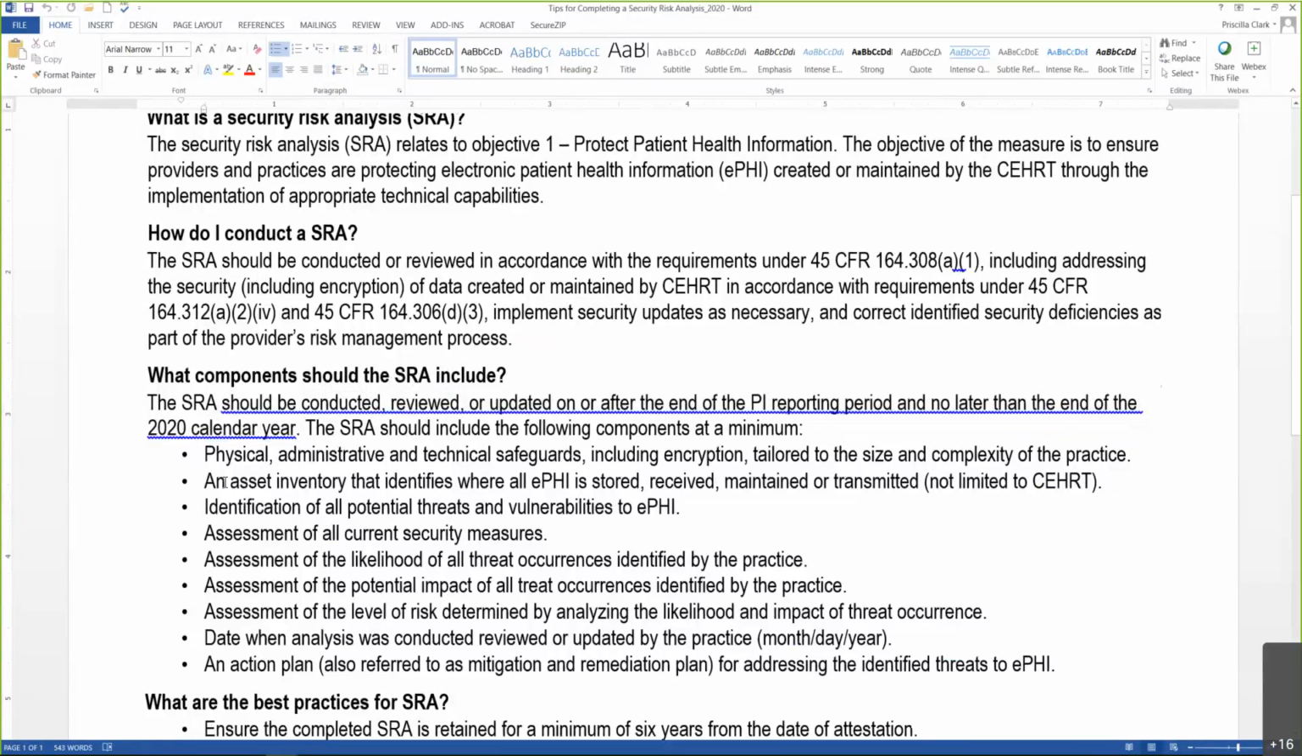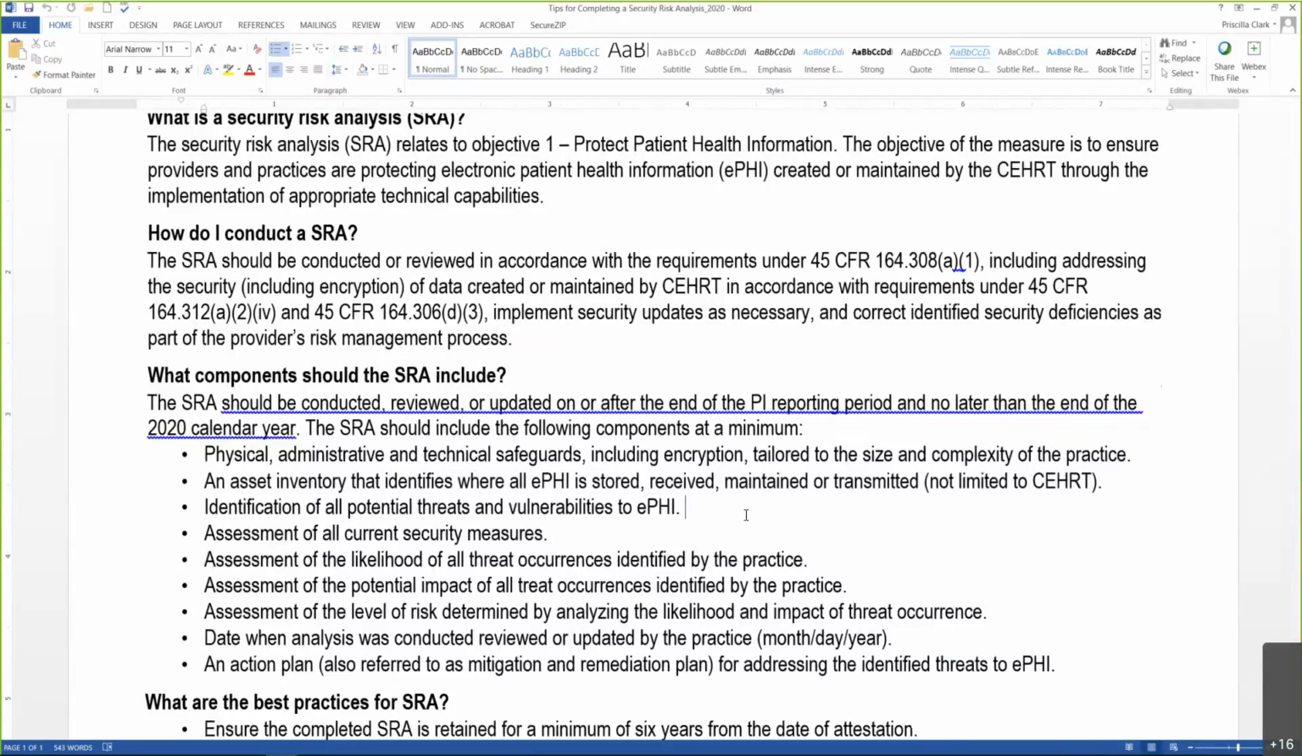The SRA needs to identify the asset inventory that identifies where all electronic PHI is stored, received, maintained, or transmitted, not limited to the CERT. So if you have other things besides the CERT at your practice where electronic PHI is stored, you need to identify those things. If you have tablets that have certain patient health information, you need to identify that. The SRA also needs to identify all potential threats and vulnerabilities to electronic PHI at the practice.